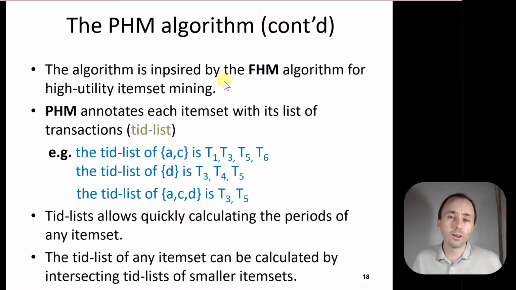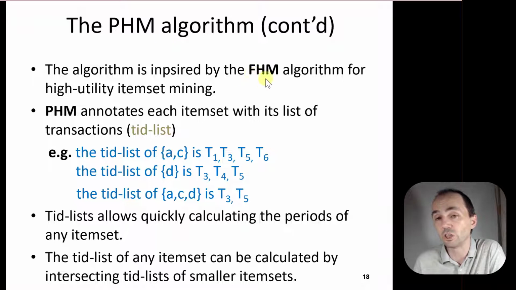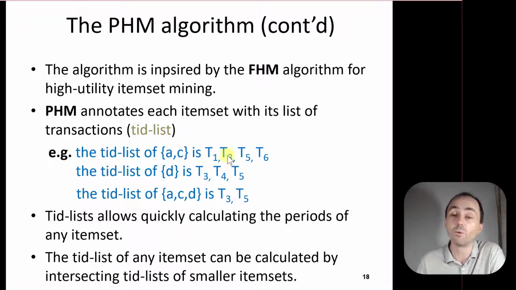So here I give a little more details. The PHM algorithm is based on FHM, a fast algorithm for high utility item set mining. And in PHM, for any item set like AC, we will calculate the list of transactions, what we call the TID list, the list of transactions that contain AC. So AC appears in T1, T3, T5, and T6.